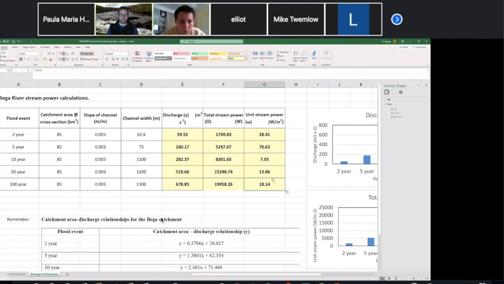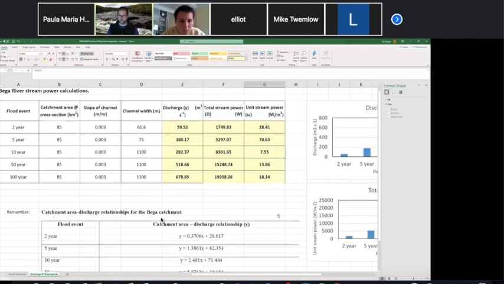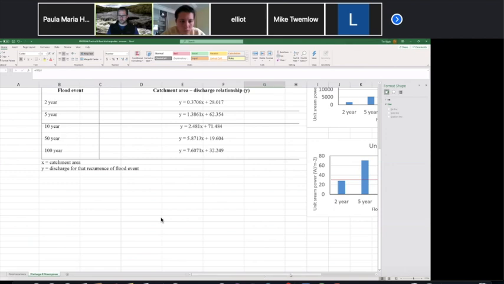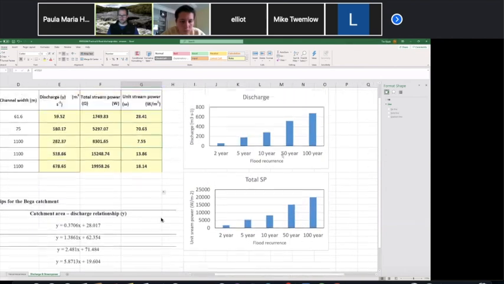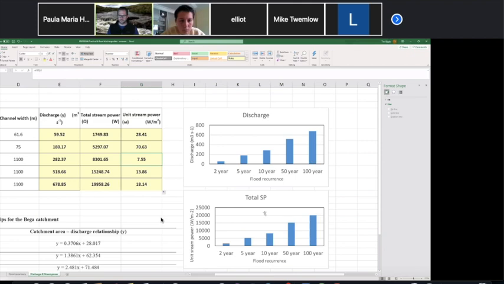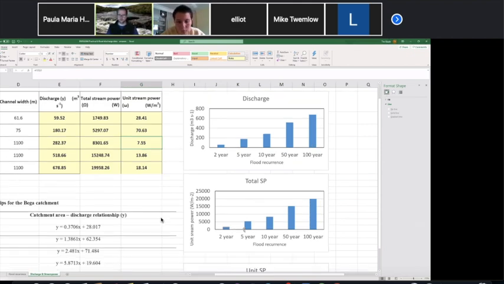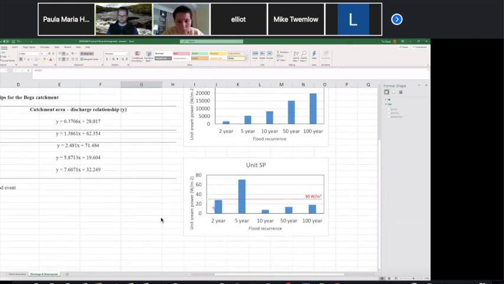And if we have a look at the graphs down here, you can see that while discharge was pretty linear, total stream power pretty linear, when we take into account the channel width, this is not a linear trend anymore. Bigger floods do not equal bigger unit stream power values. And the reason, this is one of the questions you need to answer that I'll leave you to answer. I'll talk to you about it now, but you can write some words around it. Why don't we get that sort of linear trend?